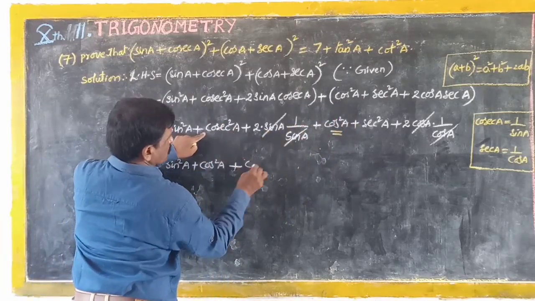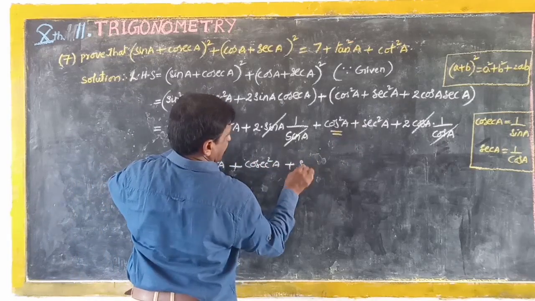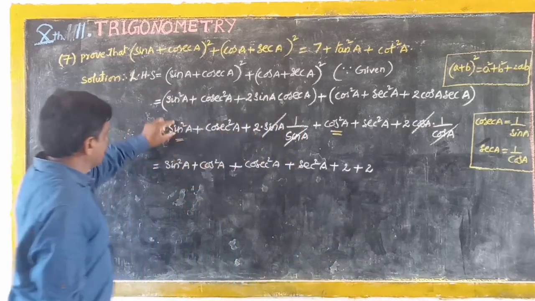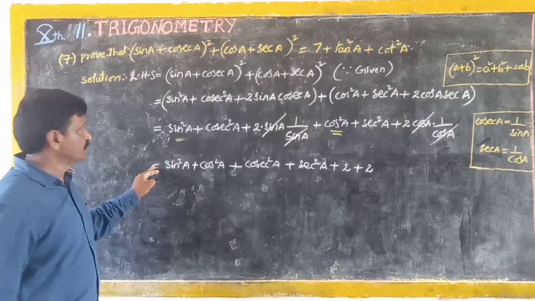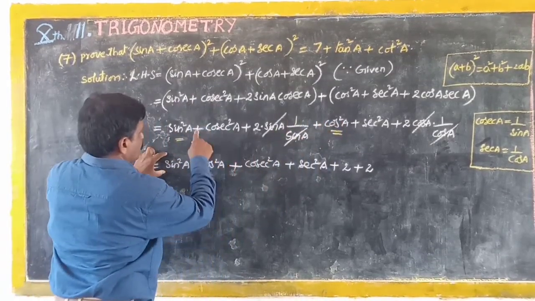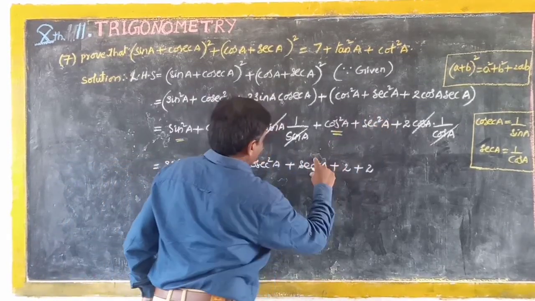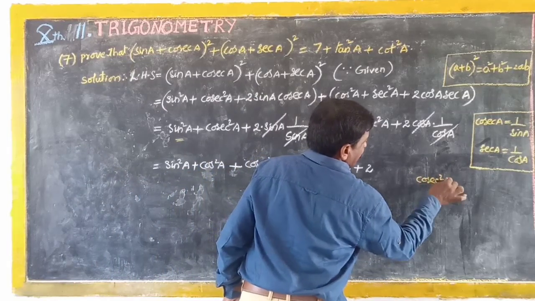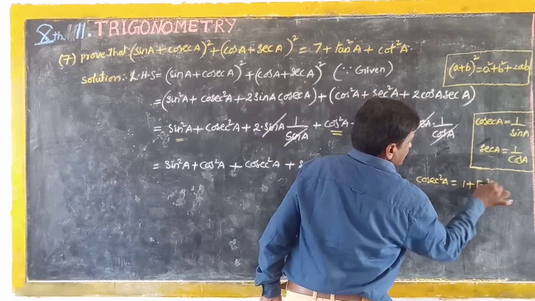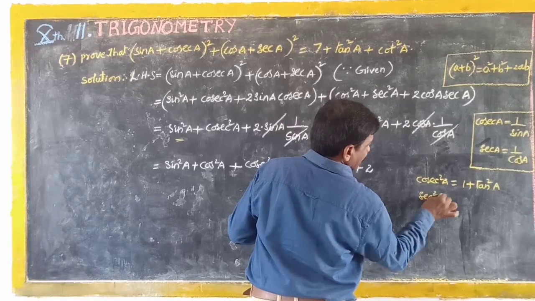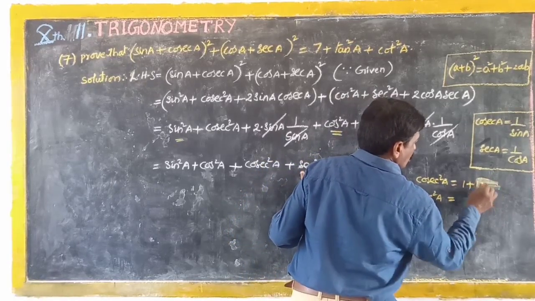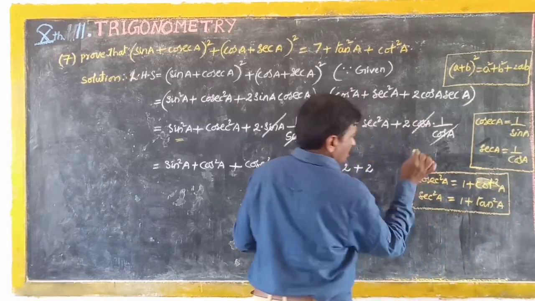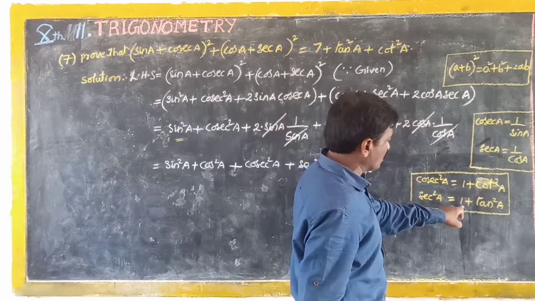Remaining: plus cosec²a plus sec²a, plus 2, this plus 2, so 2(sin²a + cos²a), plus the remaining cosec²a and sec²a. We know that cosec²a is equal to 1 plus cot²a and sec²a is equal to 1 plus tan²a. We know it.